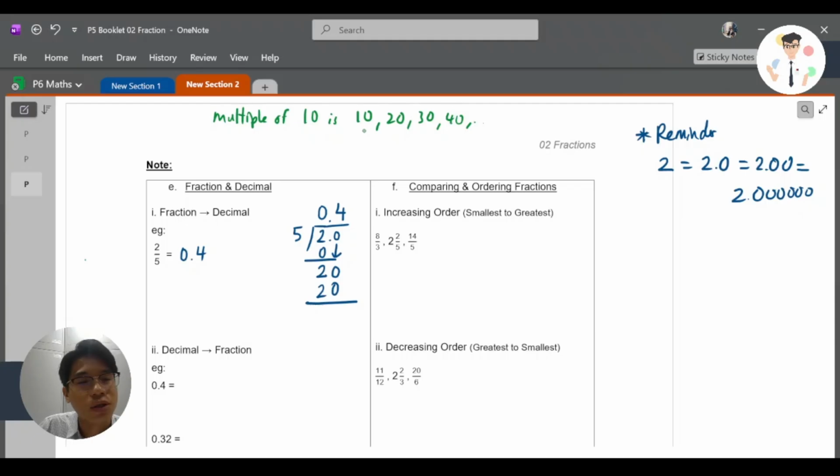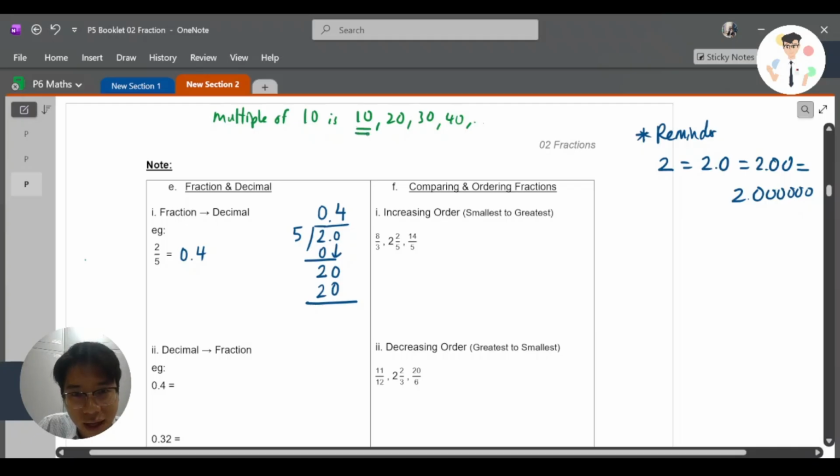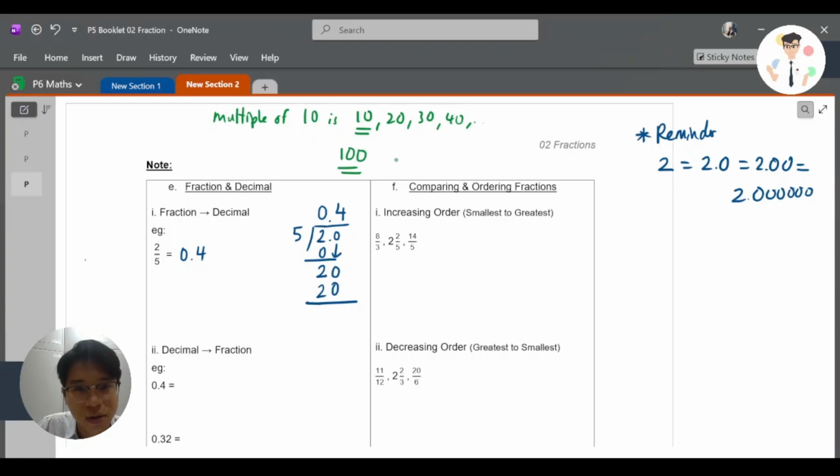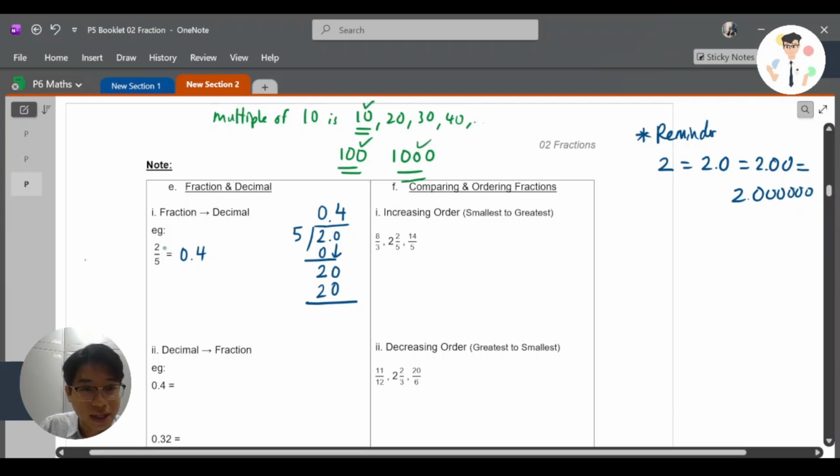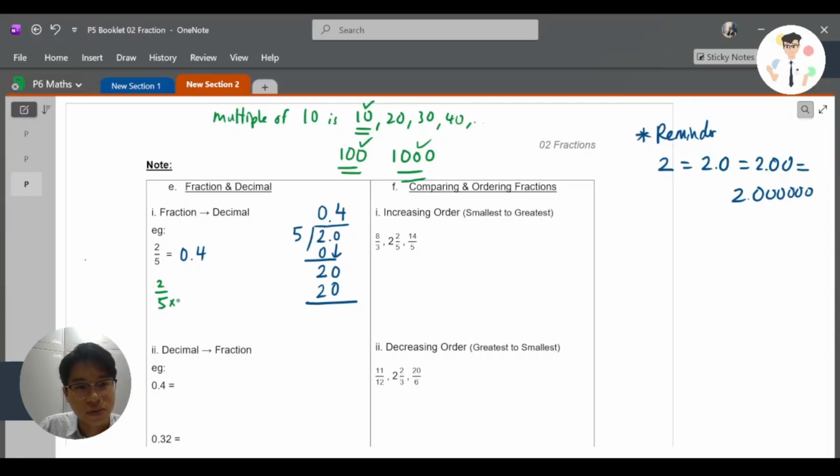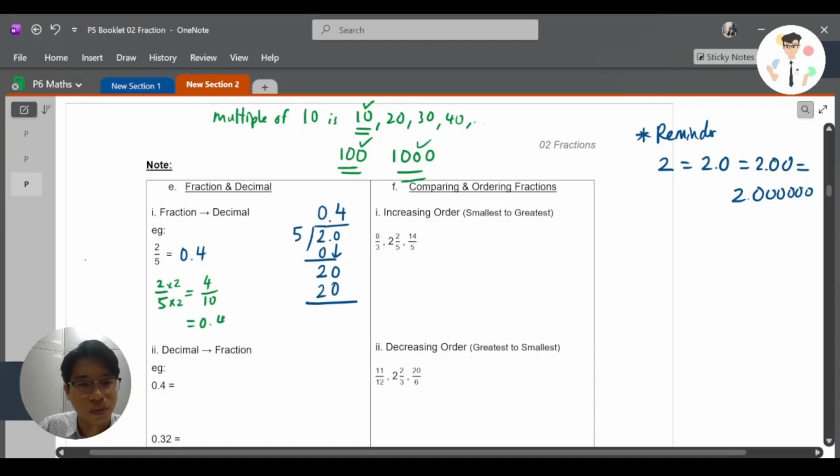But usually we like something like 10, 100, 1,000, especially. Why? Because you know dividing by 10, 100, 1,000 is easier. The 20, 30, 40, okay, but the best are still 10, 100, and 1,000. So in this example, 2 out of 5, I will do something like this. Times 2, times 2. And that gives me 4 out of 10. And I know 4 out of 10 will definitely give me 0.4. So that will be much simpler, right, than doing this.